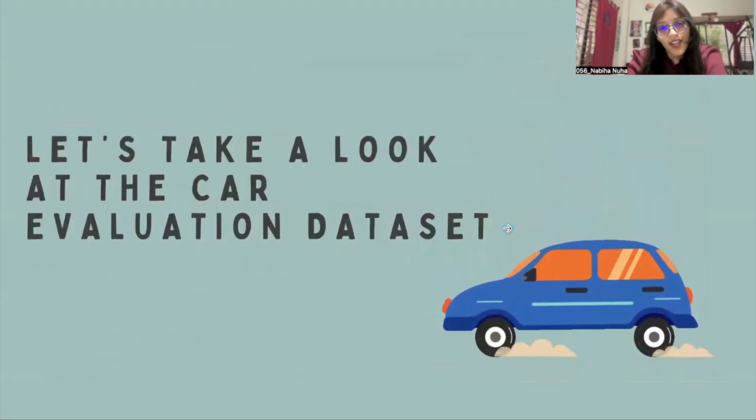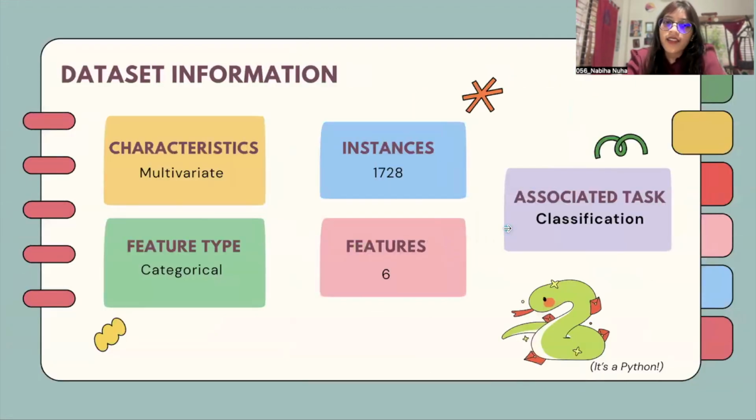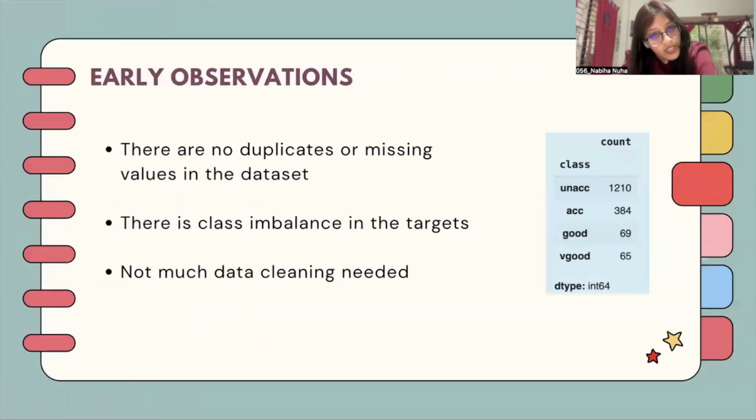Now let's take a look at our actual car evaluation data set. It's a multivariate data set with 6 categorical features and 1.7K records. The features include buying price, maintenance price, number of doors, etc. And we're trying to evaluate whether the car is acceptable, unacceptable, good, or very good.